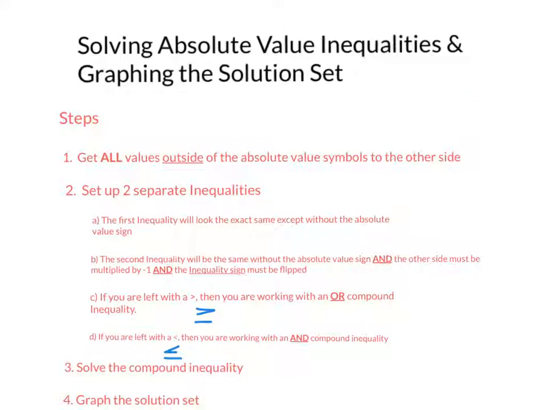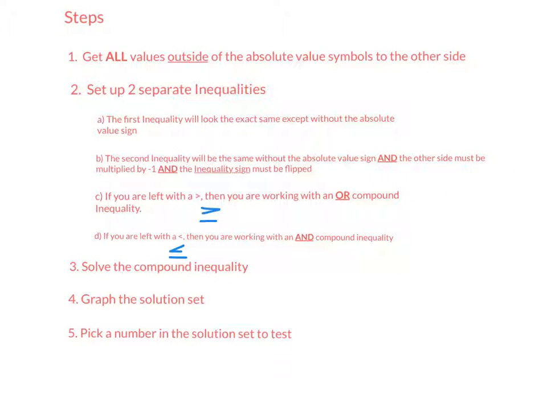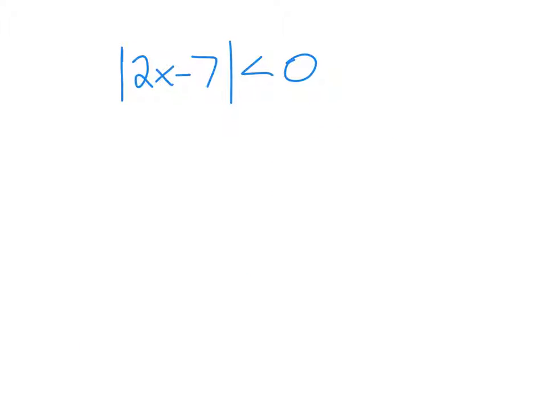Then you're going to solve the compound inequality, graph the solution set, and then pick any number that's inside that solution set to test. So I'm going to start with talking about this one, and here's one that should send up some red flags for you, because you have to remember that anything inside an absolute value sign is going to end up being positive.